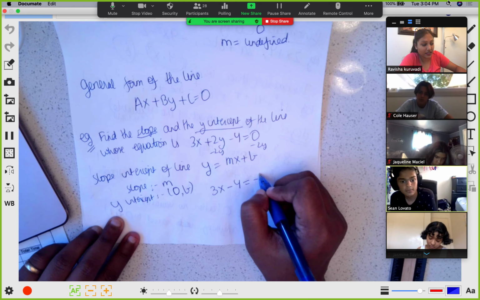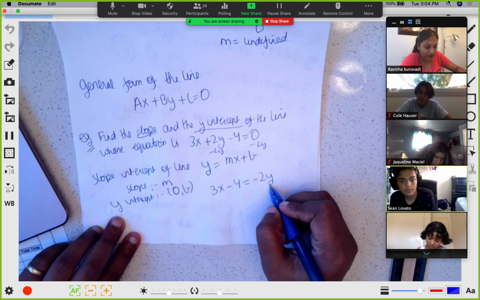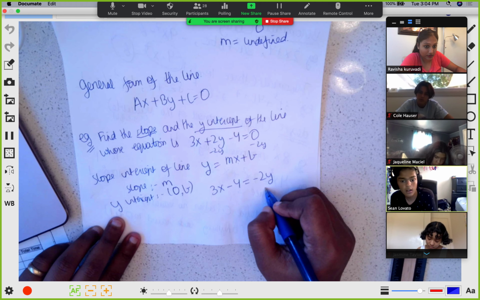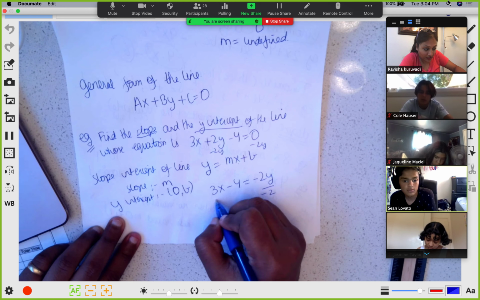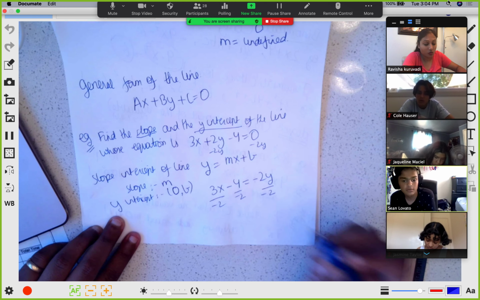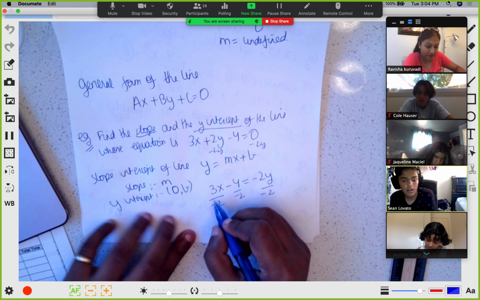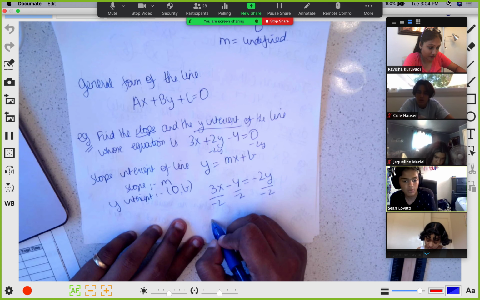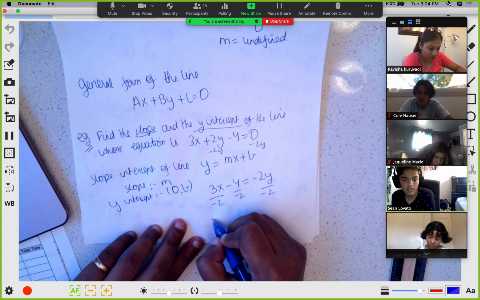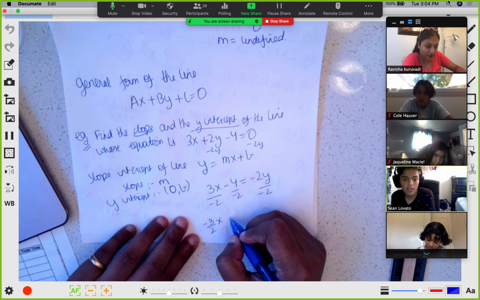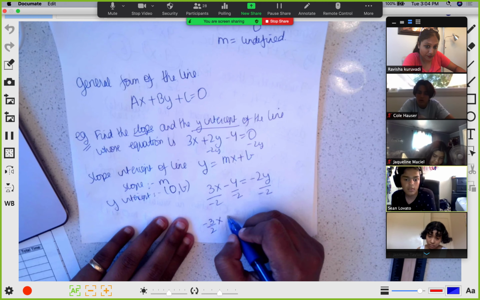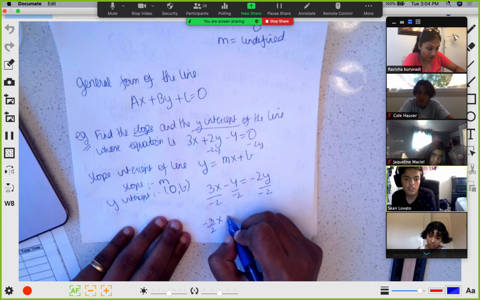Okay, what's my next step? I just need y. Then you divide by negative 2. I divide all terms by negative 2. What does it become? It becomes 3 over negative 2 x. What is negative 4 divided by negative 2? Positive 2. So it becomes plus 2 is equal to y.